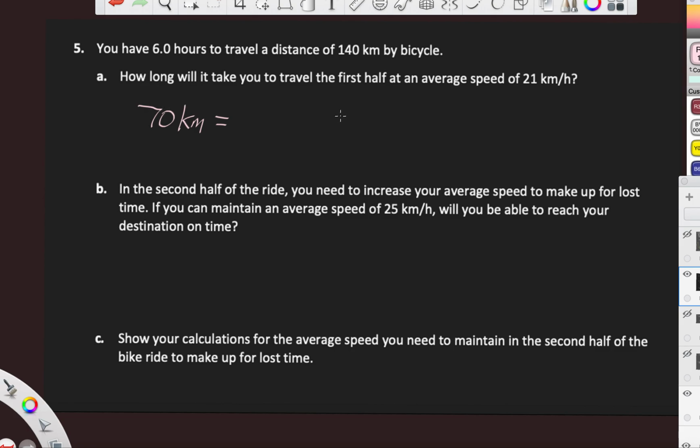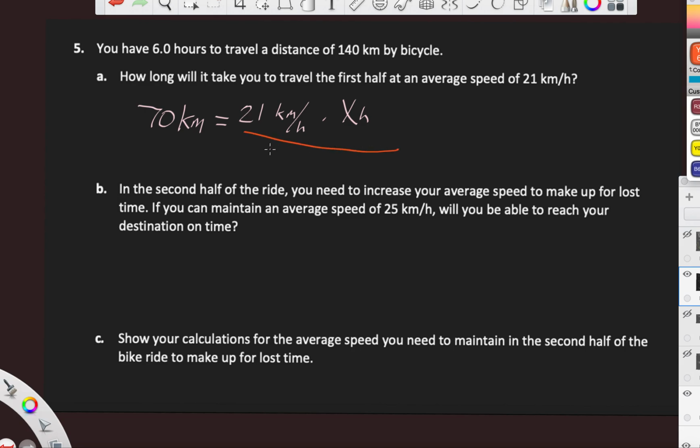And then we're going to use that same formula. Distance is velocity times time, right? And my average velocity is 21 kilometers an hour, times however many hours, X hours, right? So if I divide 70 by 21, I should get my answer, right? Because that's how I get rid of this multiplication. I do some division. So I'm just going to show it to you.